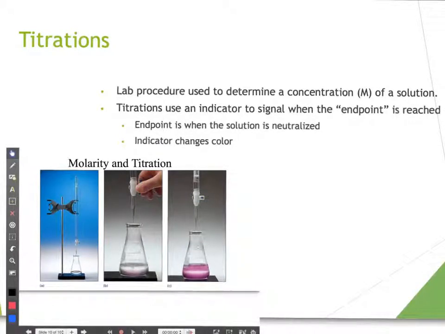This video will review how to perform titration calculations. Now, titrations are lab procedures used to determine the concentration of a solution. Titration reactions are typically performed between an acid and a base. An indicator chemical will be added to the solution to signal when the endpoint is reached. The endpoint will be identified when we see a color change.